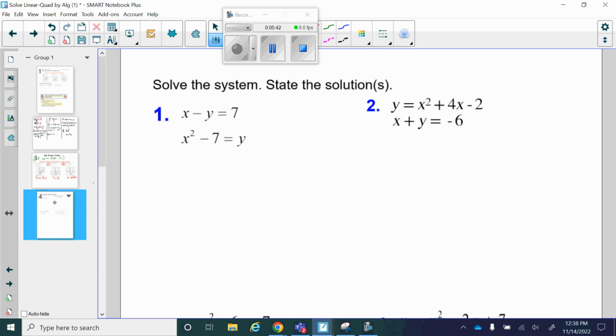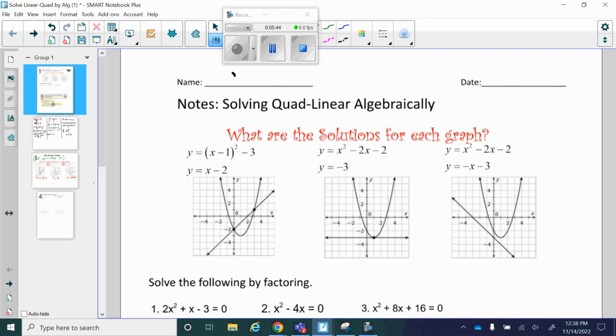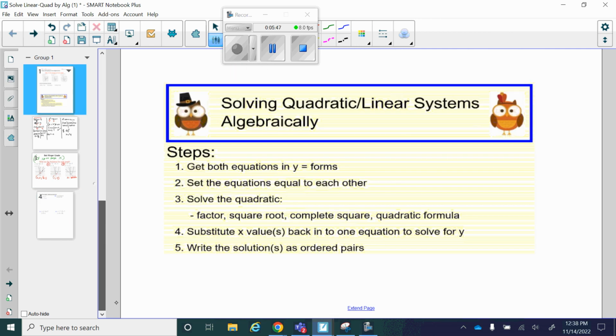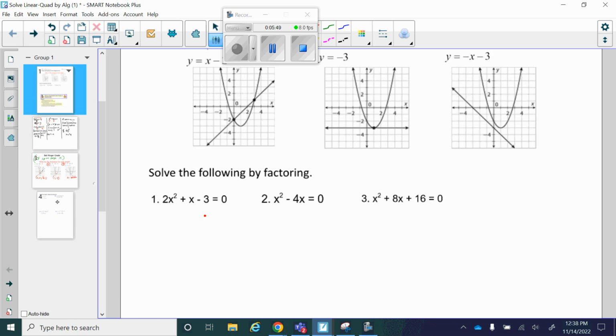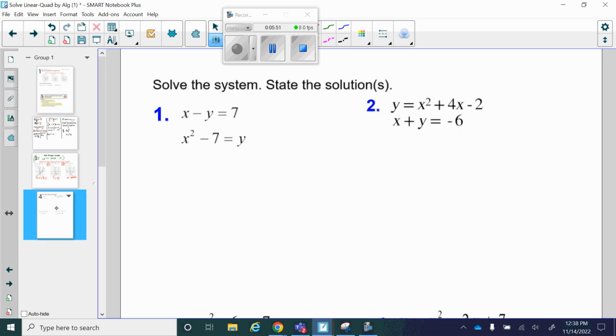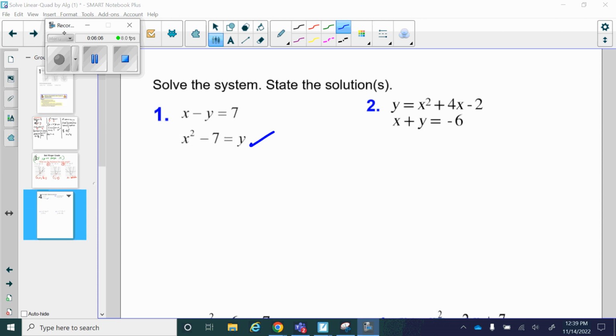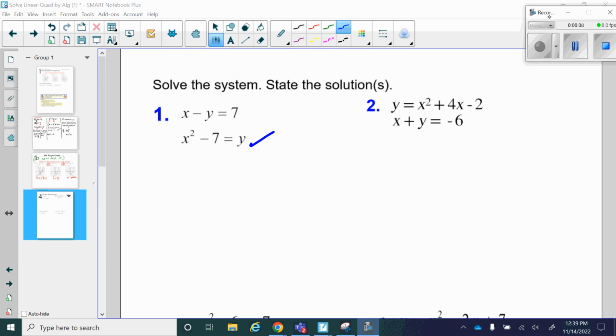Now, on the first page, it tells you the steps how to solve it. All right? So the first step is I want to set both equations equal, solving for y in both equations. This one is already good because I have x squared minus 7 equals y. I can just move the y to the other side, so now y is equal to x squared minus 7. So that's good. This one now I've got to solve for y.